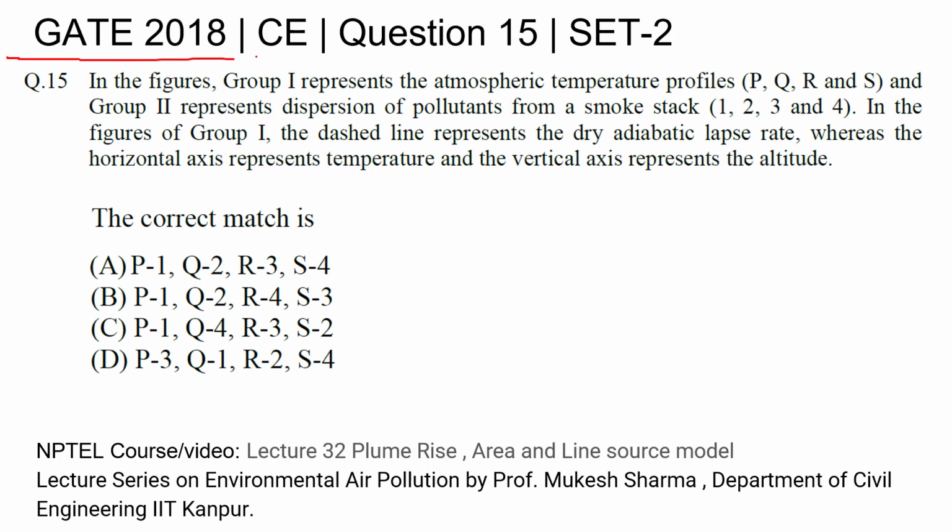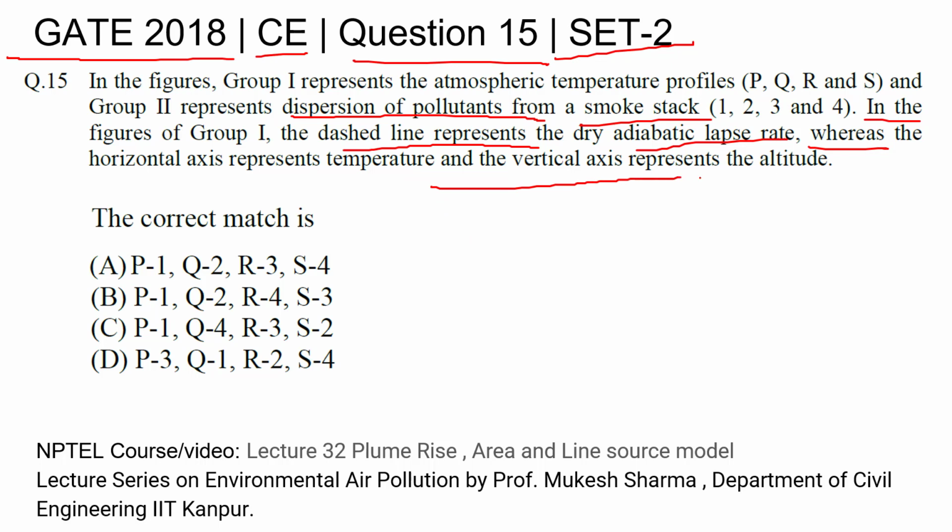GATE 2018 Civil Engineering question number 15, set 2. In the figures, group 1 represents the atmospheric temperature profiles P, Q, R and S, and group 2 represents the dispersion of pollutants from a smokestack 1, 2, 3, 4. In the figures of group 1, the dashed line represents the dry adiabatic lapse rate, whereas the horizontal axis represents the temperature and the vertical axis represents the altitude.